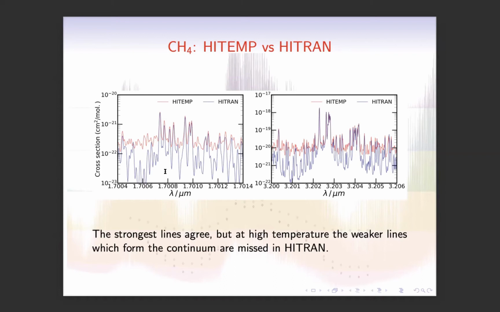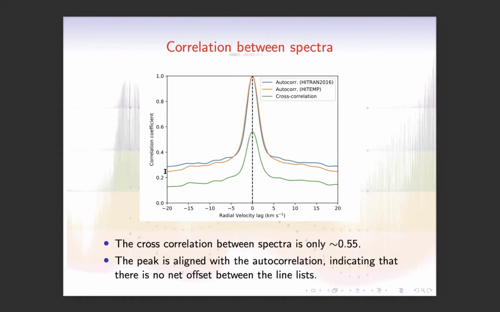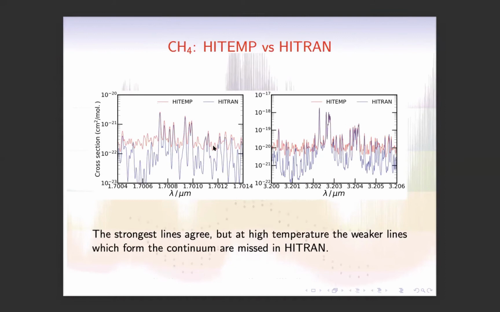And you can see that if we generate a spectrum with these two different high temp and high tran methane line lists, we only get an overall correlation between the spectra, the actual model spectra, the FPRF staff in this case, of 55%. And that's because 45% of the contribution is actually coming from these much weaker lines, which just add up, just because there's so many of them.